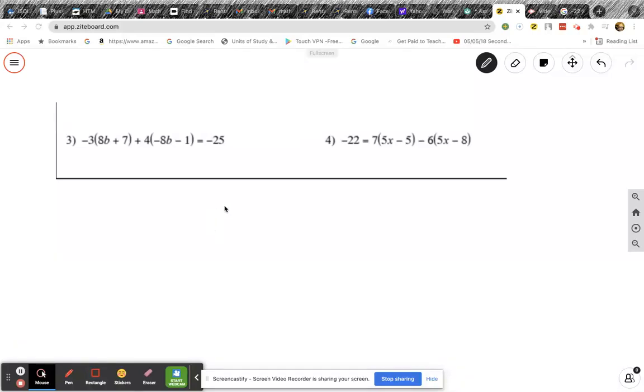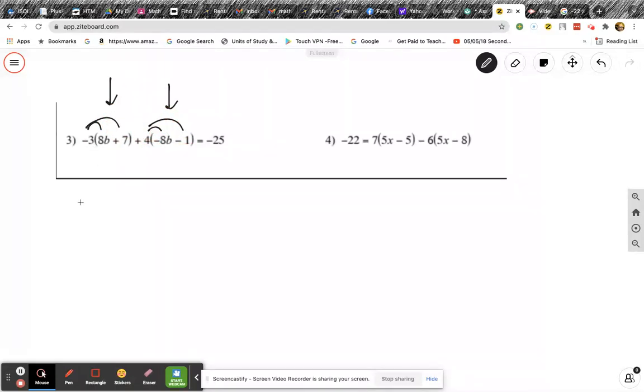Someone asked about these two problems. This is a good example of some multi-step problems here. The first thing I noticed in the first one, in the second one as well, are these parentheses. I have to break free, get rid of those parentheses. The way to do that is to distribute the number that's in front.